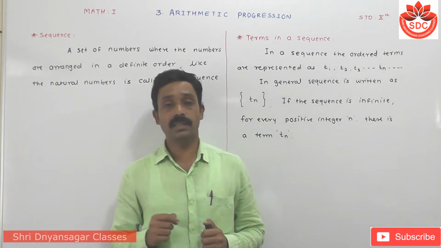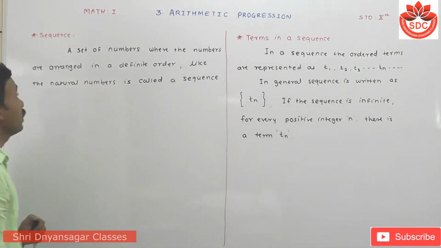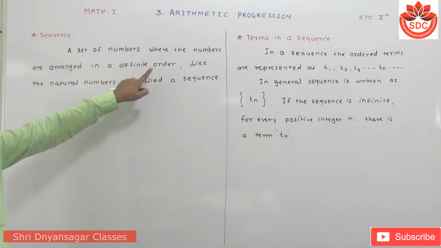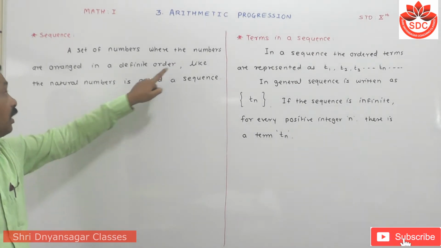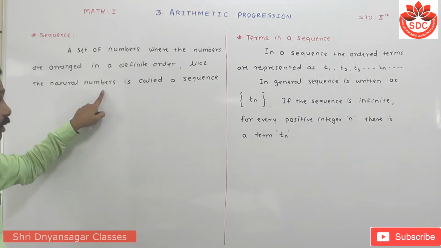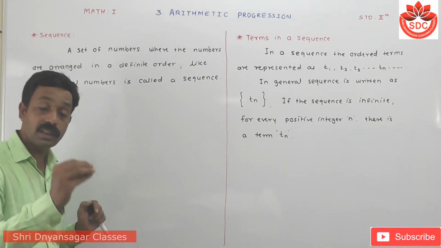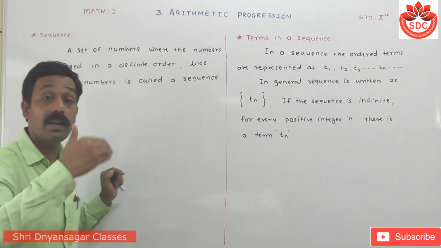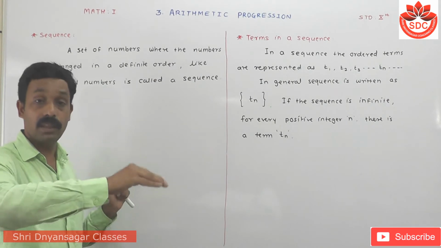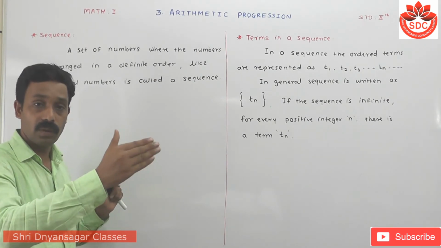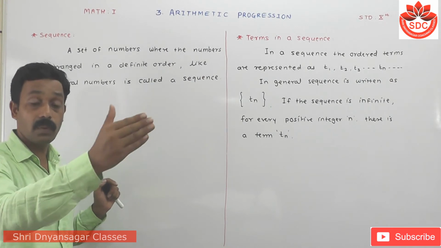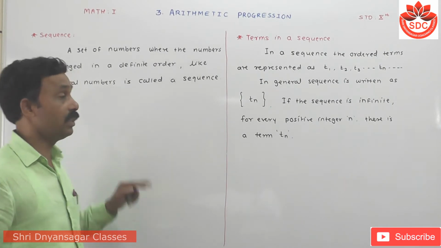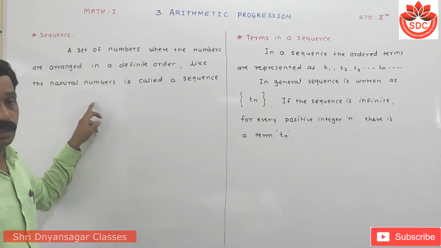First I have to define the sequence. The definition of a sequence is a set of numbers where the numbers are arranged in a definite order, like the natural numbers. In natural numbers there is a definite rule: you add 1 to the preceding number. 1 plus 1 becomes 2, then 2 plus 1 becomes 3, 3 plus 1 becomes 4. So it is called a sequence.